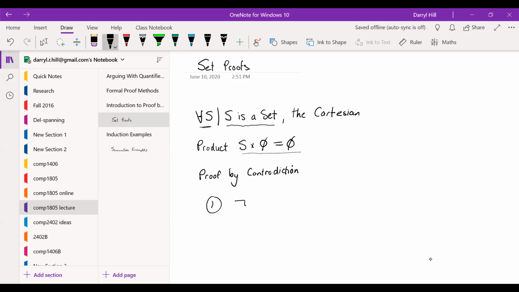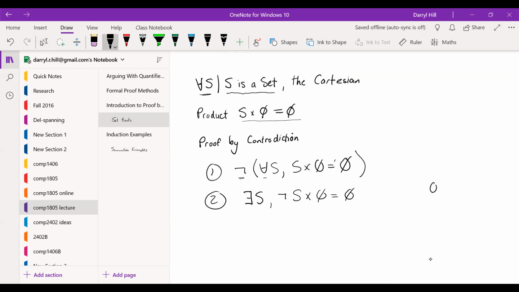So we want to assume the opposite. So our assumption is that S cross the empty set is not the empty set, or there exists. Well, let's work our way through that. So we negated that. We have this universal quantifier here, so we're going to take the negation of that. And if you recall, we swap out the universal quantifier for the existential quantifier, and then we move this negation down to the predicate. Right? So these are two logically equivalent expressions. And this is quantifier negation.